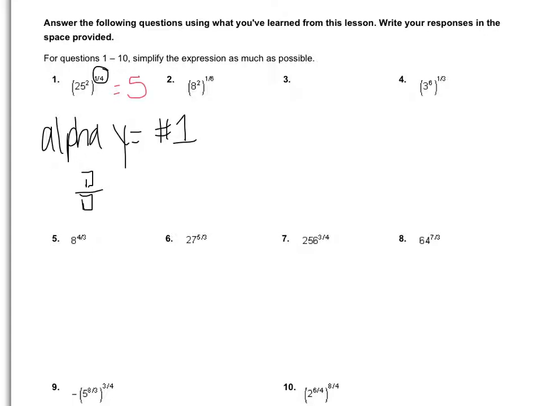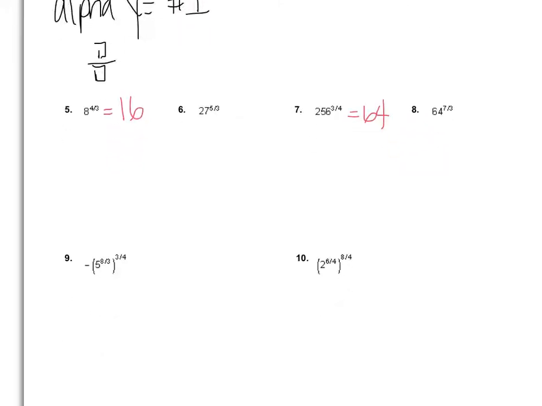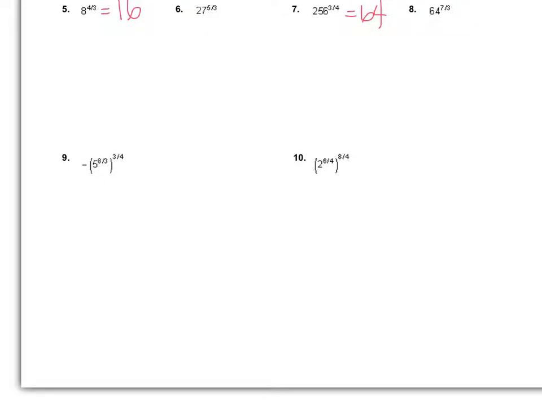I can't see 3, so I'm going to move on to 5. 5 says 8 to the 4/3. When you type that in your calculator, you're going to get 16. 7 says 256 to the 3/4. When you type that in your calculator, you're going to get 64. And number 9 says negative, and make sure that you put that negative sign outside the parentheses. Negative 5 to the 8 over 3 to the 3 over 4 is going to give you negative 25.